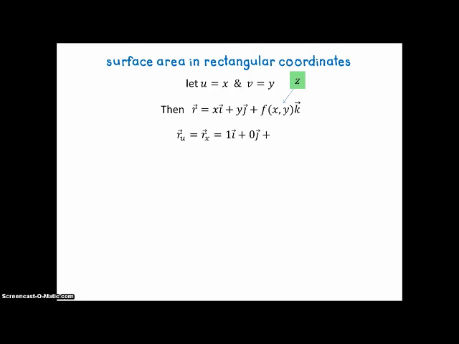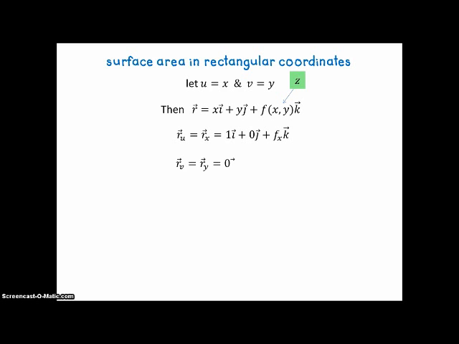And so then our partial derivative with respect to u is the partial derivative with respect to x. So the derivative of x is 1. Derivative of y is treated as a constant, so that's 0. And then the derivative of the f function is the partial derivative of f with respect to x, or z sub x if you prefer.